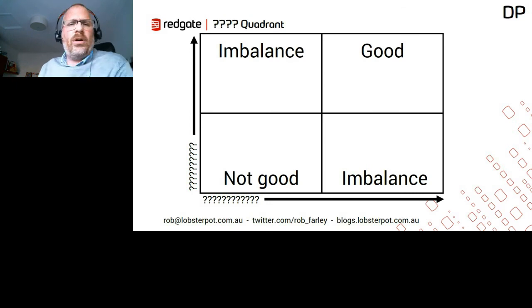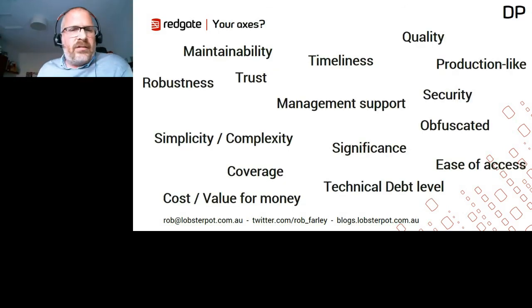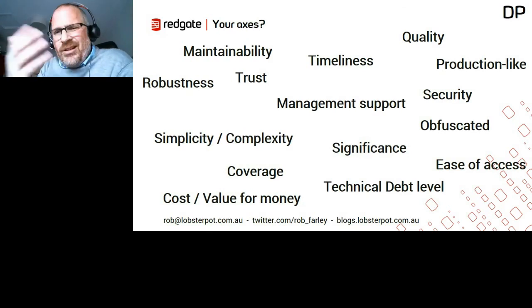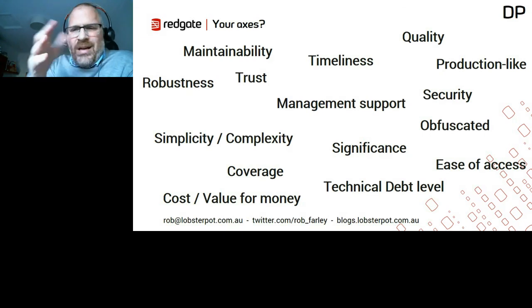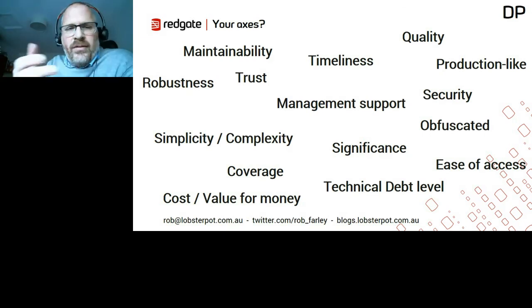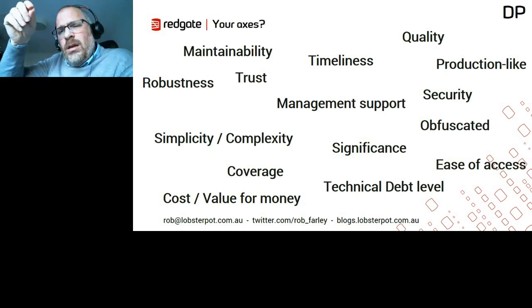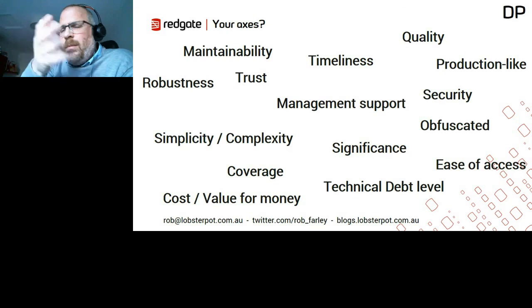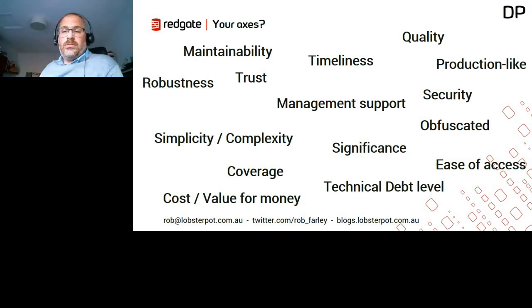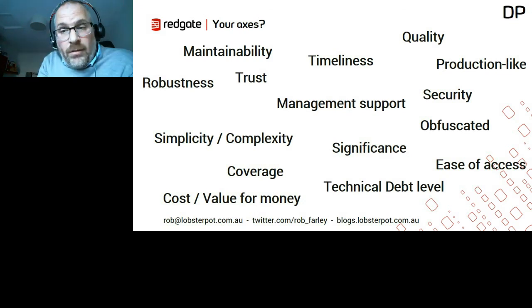Right? So what are the kinds of things you put on labels? Well, all kinds of things. I threw some of these ideas together. I've mentioned quality and trust and significance and so on, but think about security. Think about the maintainability. There's all kinds of things that come into play. The complexity versus the technical debt. There's production-like. There's obfuscated. You think about Redgate's SQL Clone tool. What are you using in your test environment? Does it look and feel like production? Is the data sufficiently obfuscated?